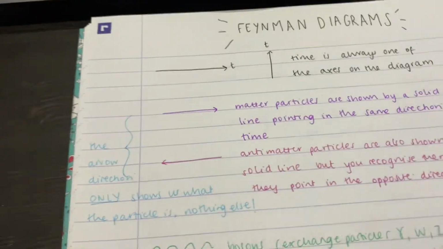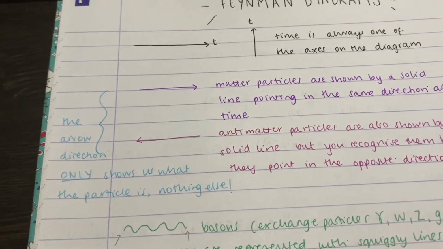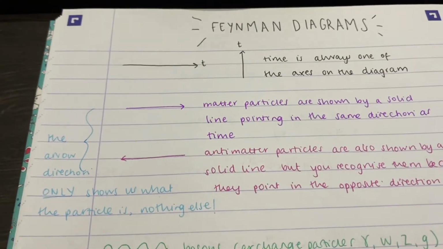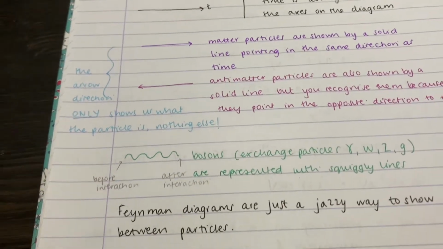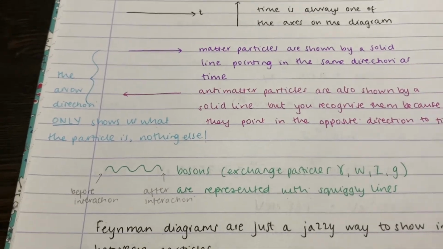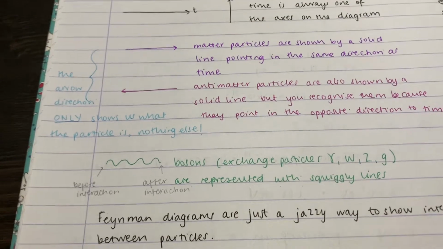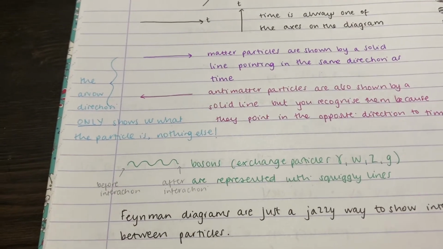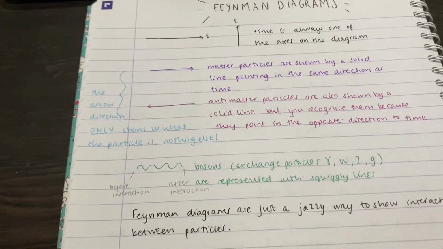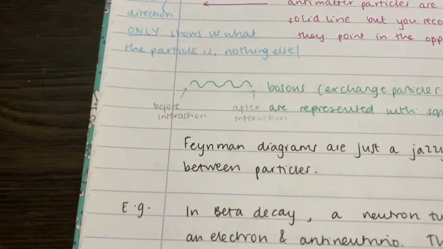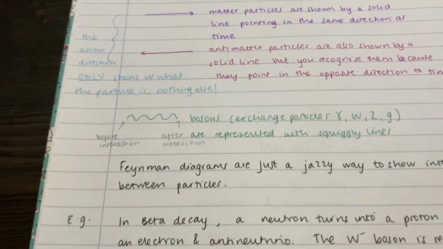Okay, so, excuse my finger, the arrow direction only shows us what type of particle we have. That's why we have a direction on the line. And we know that when matter particles and antimatter particles interact with each other, a boson is involved, so an exchange particle. Same with the decay process. We need a boson to do that, and I'll talk to you more about that in just a second.